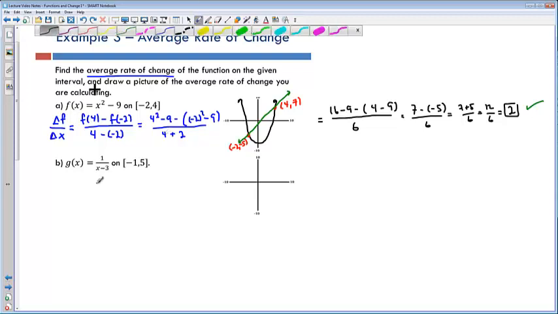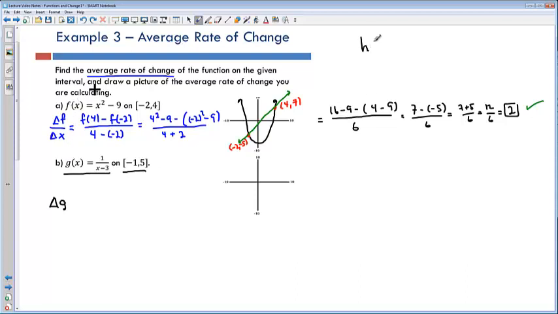So below this, we have this function, g of x is equal to 1 divided by x minus 3. And we're going to do this on -1 to 5. So again, let's practice the notation. So instead of delta f, I'm going to put delta g, because my function's g. Realize they use f for function, because it stands for function. And the next letter in the alphabet's g, so g of x is used. And sometimes they'll even use h of x to represent a function.